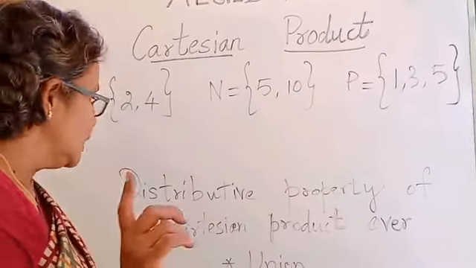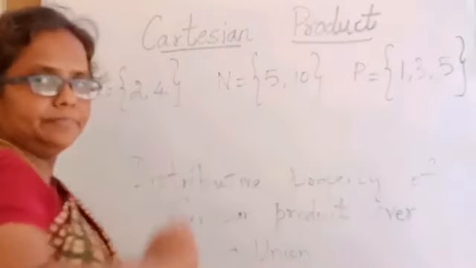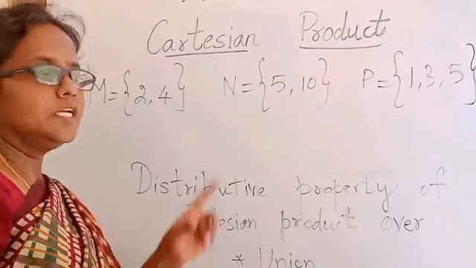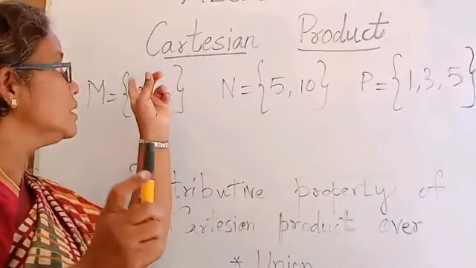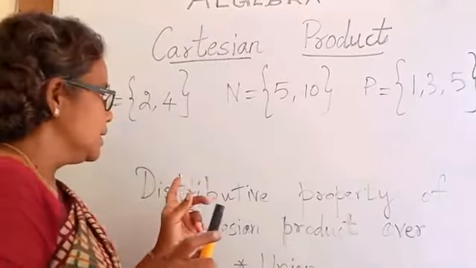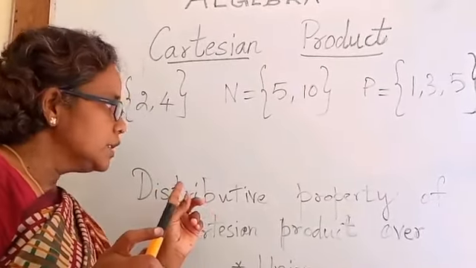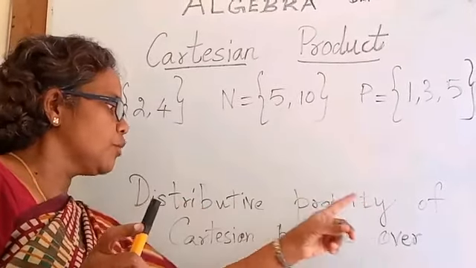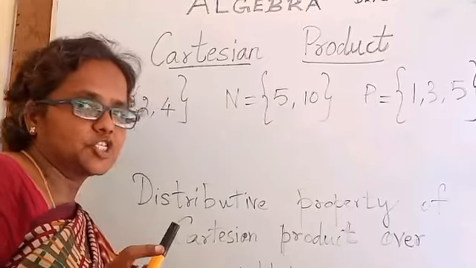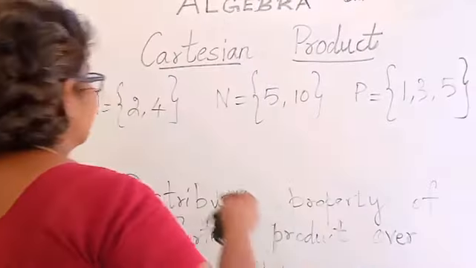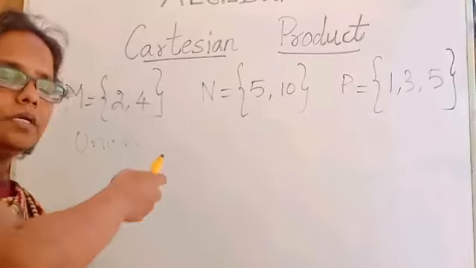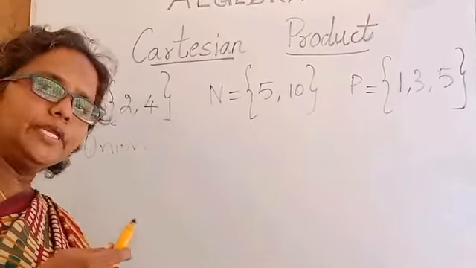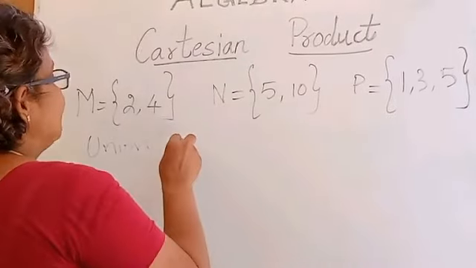Okay students, now we are going to study the distributive property. What does a distributive property say? A distributive property says it involves three sets. So now we are going to find out the distributive property of Cartesian products over union as well as the distributive property of Cartesian products over intersection. So how do we mathematically represent the distributive property of Cartesian products over union? Just look at this example.